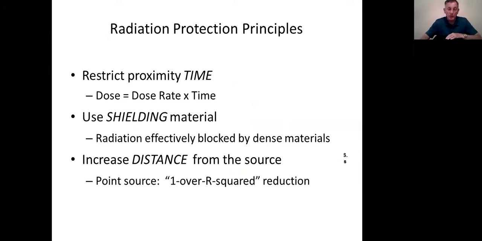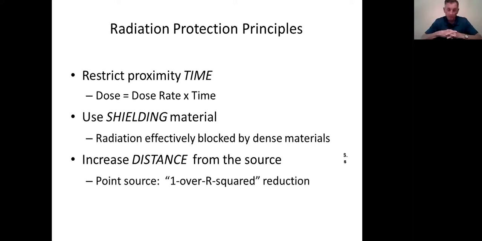The other two principles, the second and third, we have demonstrated in this activity. The second one is shielding material. The shielding material that we used in this case was the cardstock or the thin sheet of lead. Radiation is effectively blocked by dense materials. So you always want to use appropriate shielding material, and as much as needed, to block whatever ionizing radiation is necessary to minimize your dose.